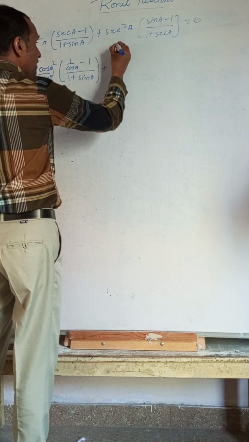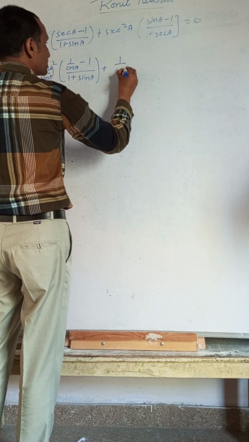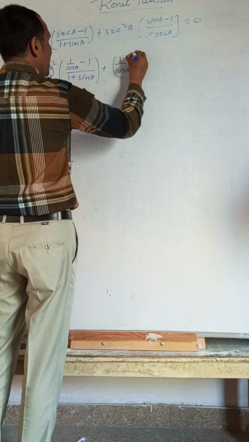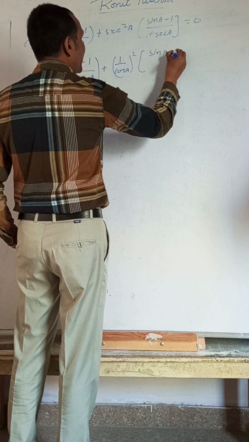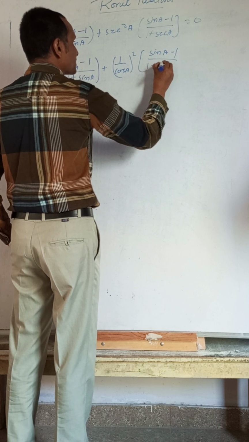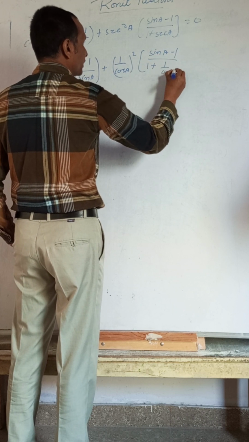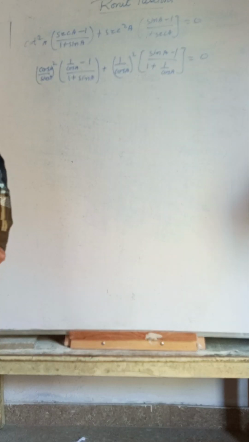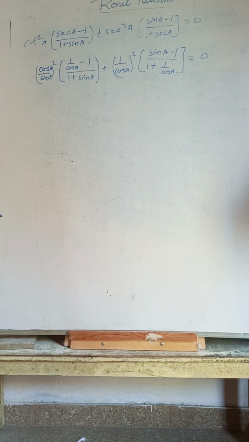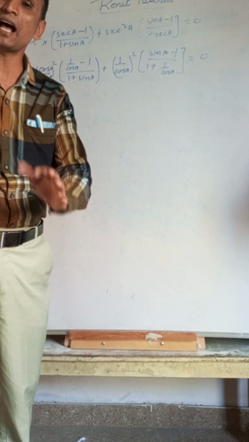Plus sec we can change to 1 by cos A, and square is there, square kept, into sin A minus 1 by 1 plus 1 by cos A. We change into sin and cos, is equal to what? 0. Is equal to what given? 0 given. Now the second thing coming, taking the LCM.